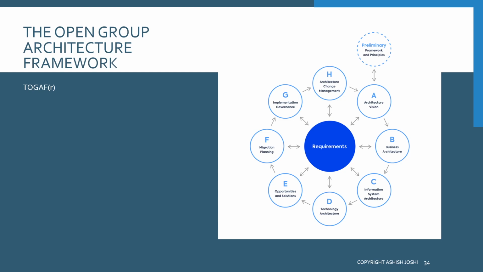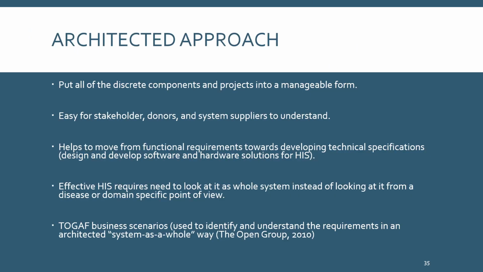Then it has requirements in different domains, and you gather that information and integrate it into basically a pool of discrete components, and every single one of those circles is a project and is in a manageable form. This is easy for stakeholders, donors, and system suppliers to understand, because you just decompose the whole architecture into these small pieces, and it helps to move from functional requirements towards developing technical specifications. That's designing and developing the software or the hardware that we need.